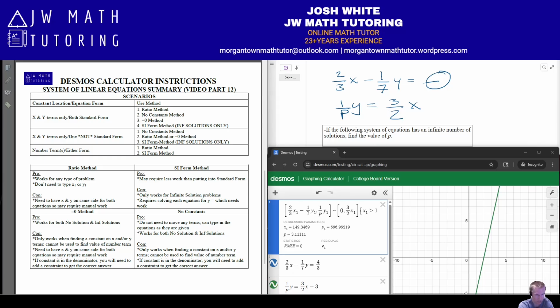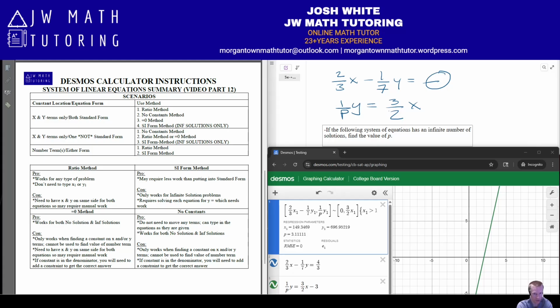All right, so now, just to quickly go through the four methods, brief summary, pros and cons. First, the ratio method. So, major pros. It works for any type of problem. No solution, infinite solution, coefficient on an x, coefficient on a y, just a constant or number term, whatever you're finding. You don't need to bother typing like x1 or y1, which sometimes can take extra time with all the subscripts and stuff. However, main con is you need to have x and y on the same side for both equations, so you may have to do some manual work to move terms around or move terms over.